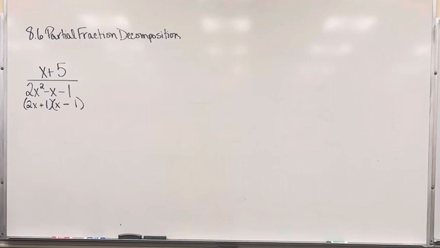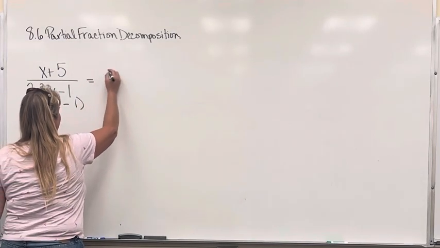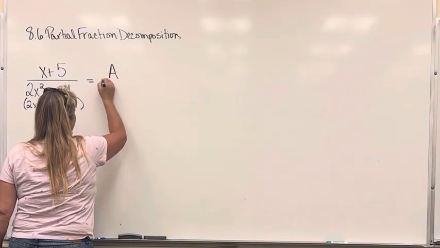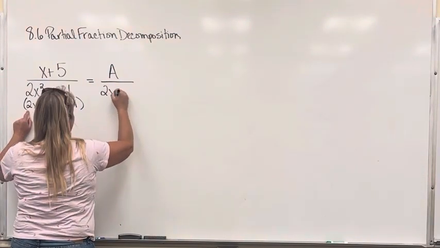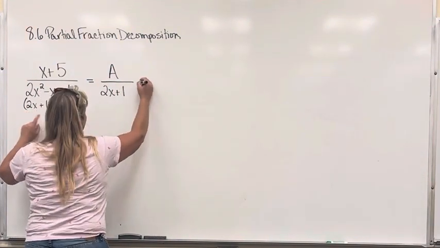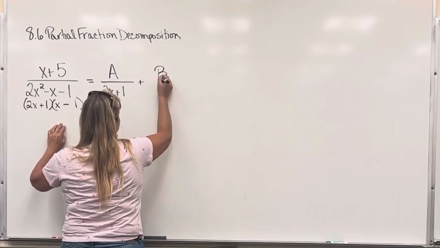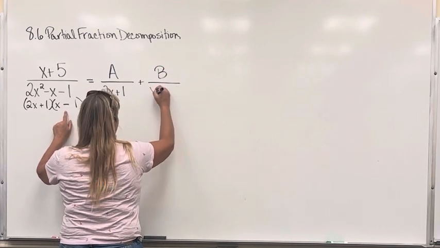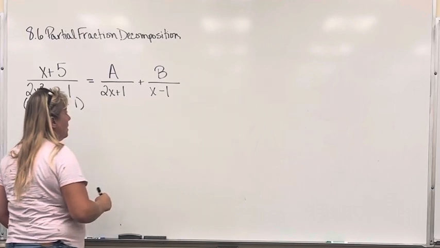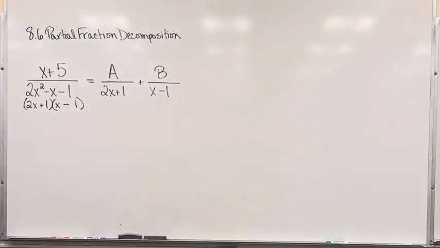So now we know that we are going to have 2 fractions, because these are both nice, just little binomials. So we can rewrite this as a over 2x plus 1, plus b over x minus 1. Okay, so we pull it apart. This is the way that the problem would have looked at the very beginning. We just need to figure out what the heck a and b are.